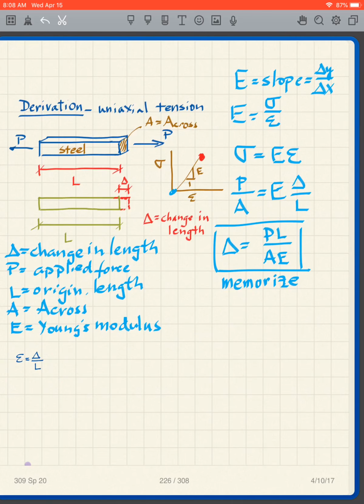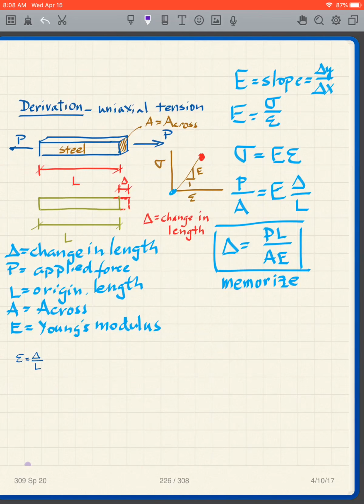So defining these terms, what do we know? Delta is the change in length. P is the applied force. L is the original length. A is the cross-sectional area. E is the Young's modulus. Epsilon is delta over L.